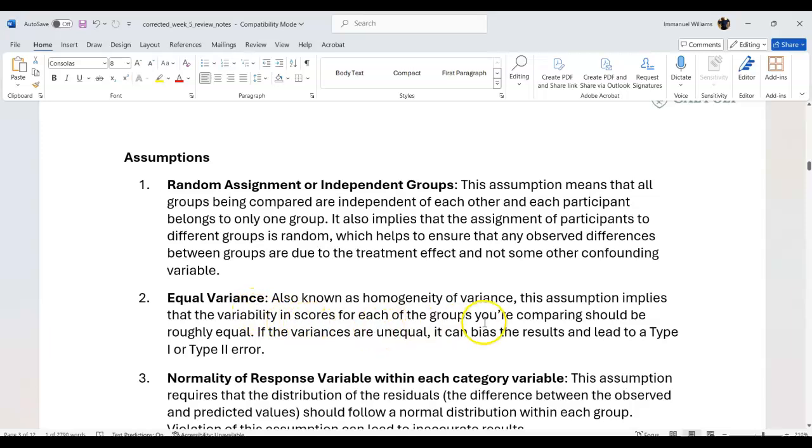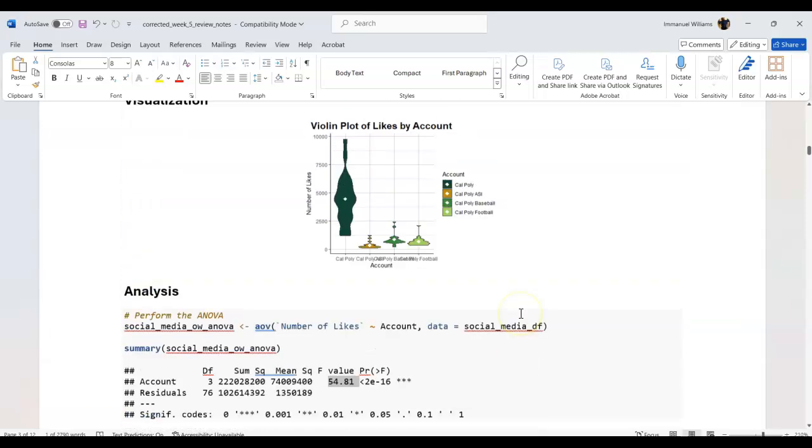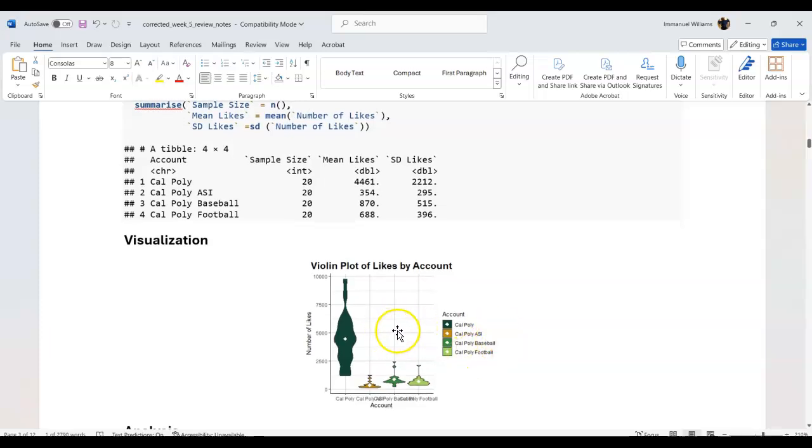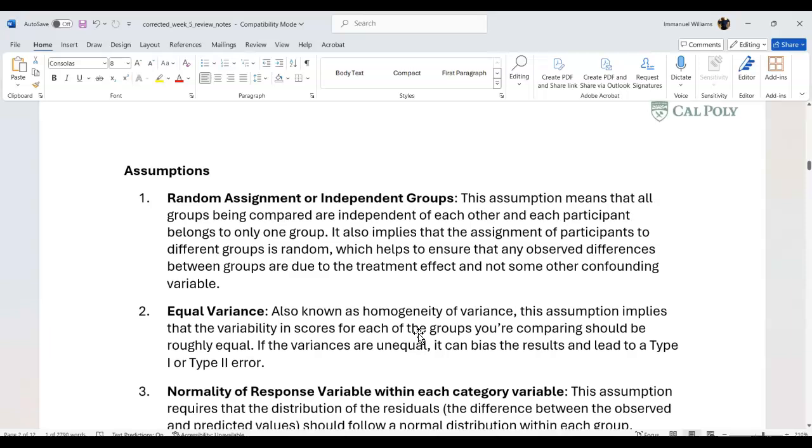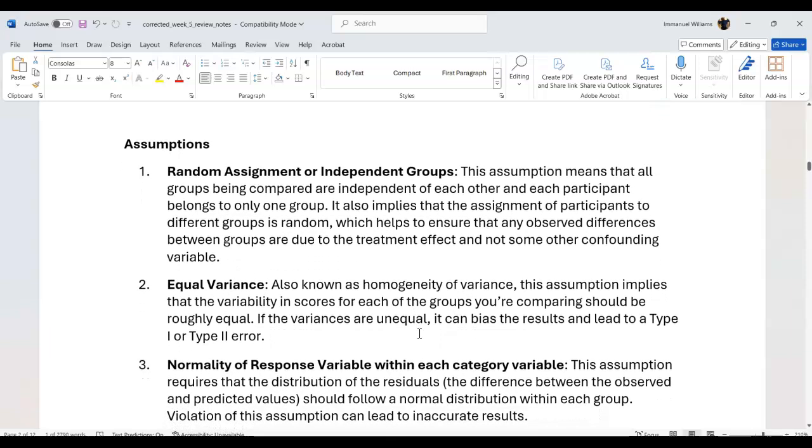Equal variance means that the ratio of S max over S min is less than 2, or the standard deviations, the variability, is about the same for each of the groups. You can see in this visualization that this assumption is not being met. So take note of that. And if it's not, you just note it and keep on going.